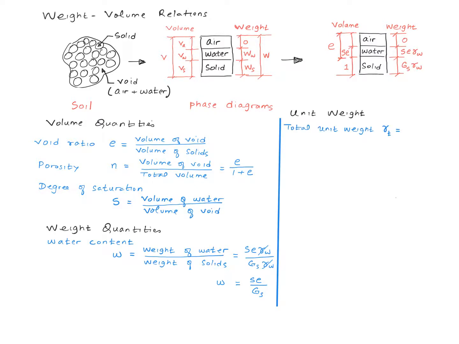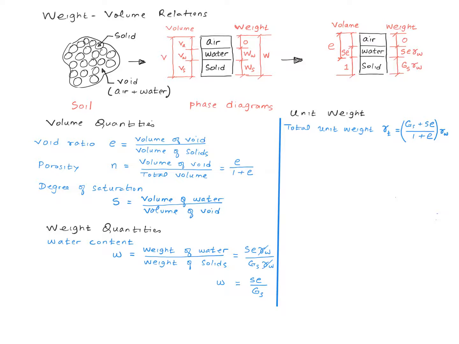Now we are ready to talk about various measures of unit weight. Let's start with the total unit weight. In defining the total unit weight, we don't look at the details of what we have inside the soil. We just take the total weight and divide that by the total volume. The total weight is S e times gamma W plus G sub S times gamma W. Since I have gamma W in both terms, I can factor that out. The total volume is 1 plus e.